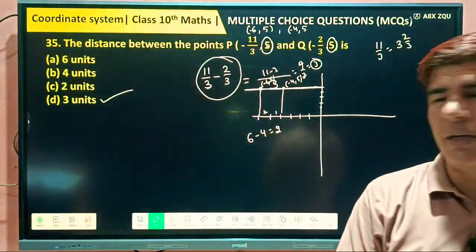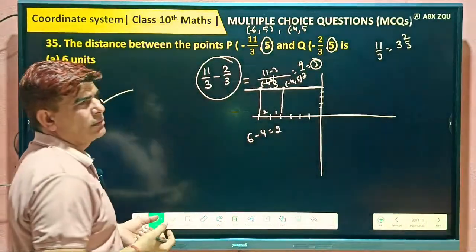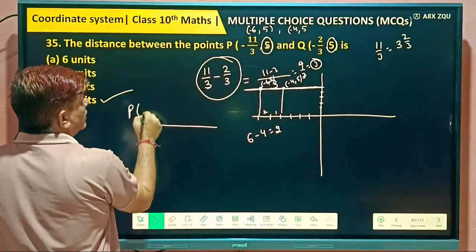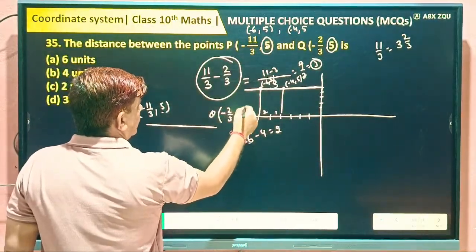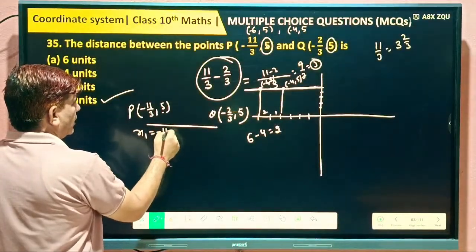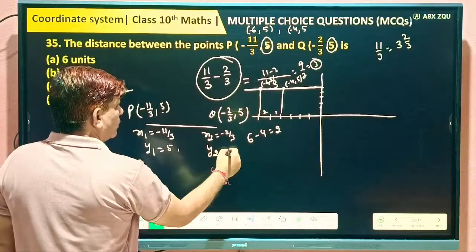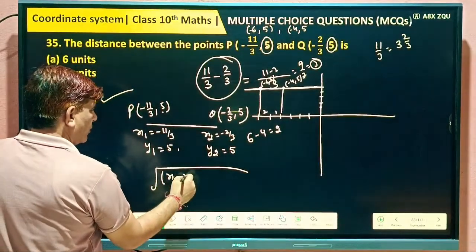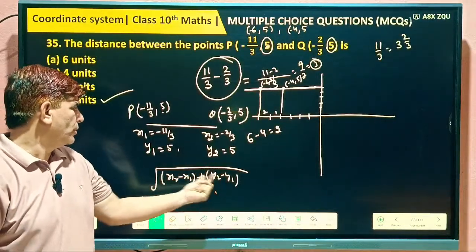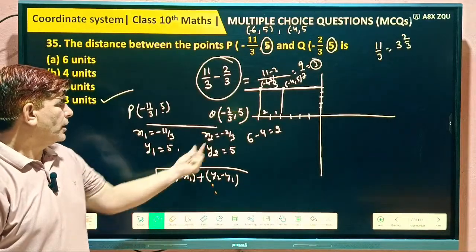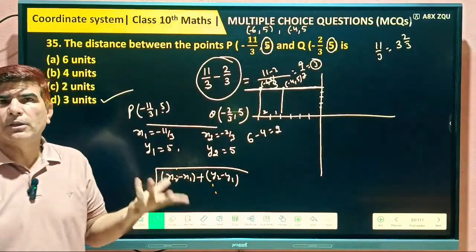So if this type of situation comes, directly you can show it in a fraction of a second. Otherwise, what's the formula? The formula is this. P point is this, whose coordinates are minus 11 by 3 and 5. And Q is a point whose coordinates are minus 2 by 3 and 5. So x1 is minus 11 by 3, y1 is 5, x2 is minus 2 by 3, y2 is 5. The formula is the same: x2 minus x1 plus y2 minus y1. If you do this, then this becomes 0: 5 minus 5 is 0, only this is left. Minus 2 by 3 plus 11 by 3, again 9 by 3. 3 3s are 9. Under the root comes 3.